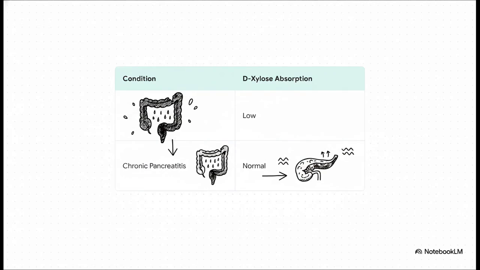And this leads us to a beautifully binary outcome. If the D-xylose levels in the blood or urine are low, it confirms the intestinal lining is damaged, pointing straight to celiac disease. But if the D-xylose absorption is totally normal, it proves the mucosa works perfectly fine. That signals that the malabsorption is a luminal, digestive failure, pointing right to chronic pancreatitis.